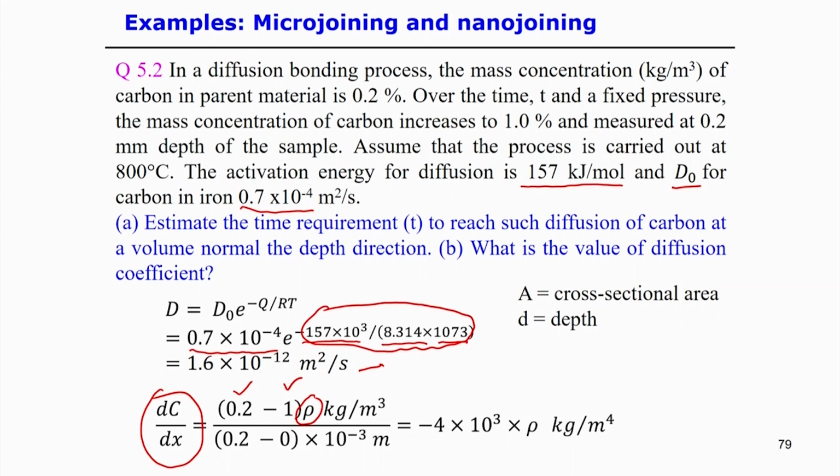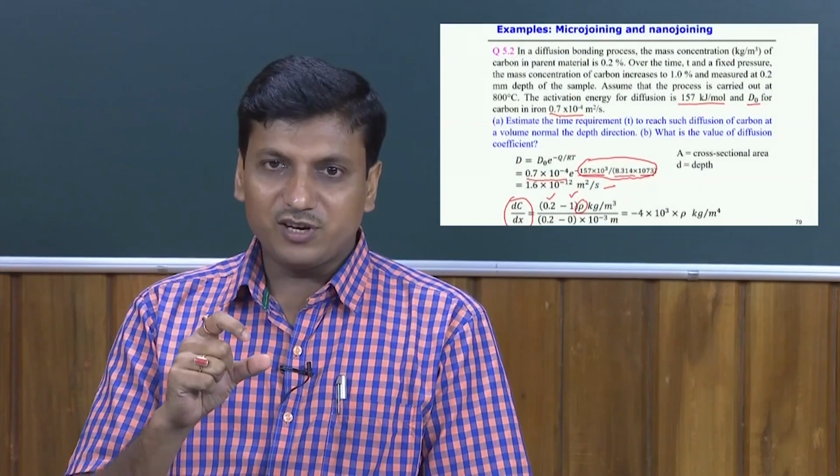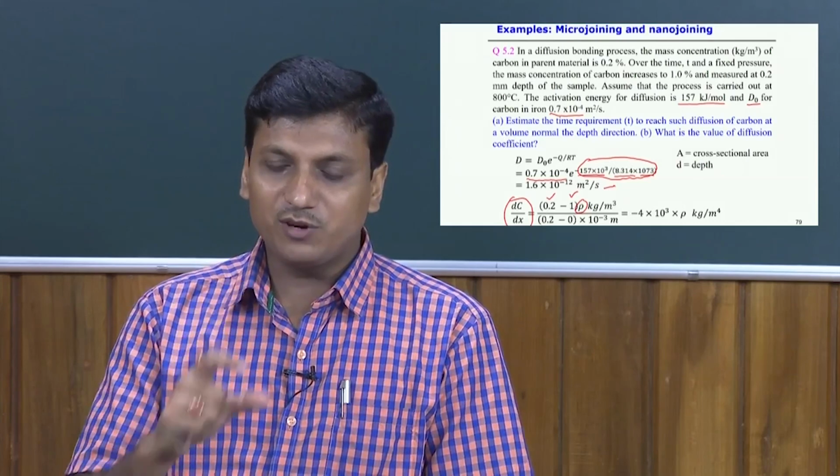Now, what is dx here? dx is given here as the depth. So, initially on the top of the surface, the carbon present is 0.2%, but the carbon is diffused up to a depth of 0.2 millimeter.